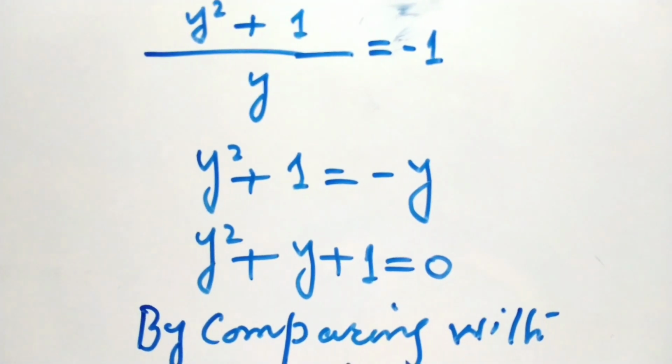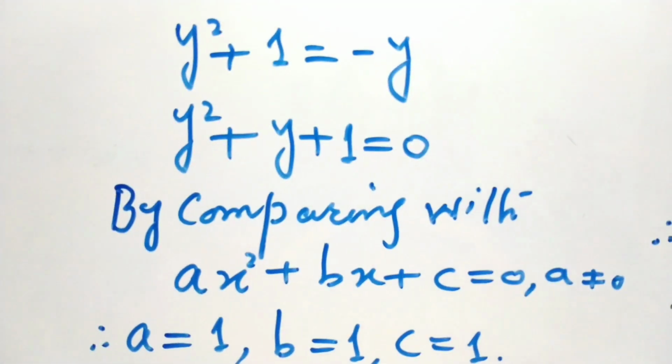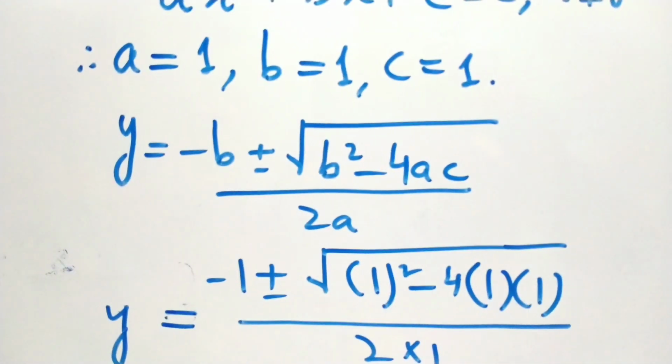And we can see that it will not be factorized. So by comparing it with the general form of quadratic equation, we have a equal to 1, b equal to 1, c equal to 1, and we will apply the quadratic formula to solve it. The quadratic formula to find out the value of y is minus b plus minus under root b square minus 4ac divided by 2a. So just plug in the values.